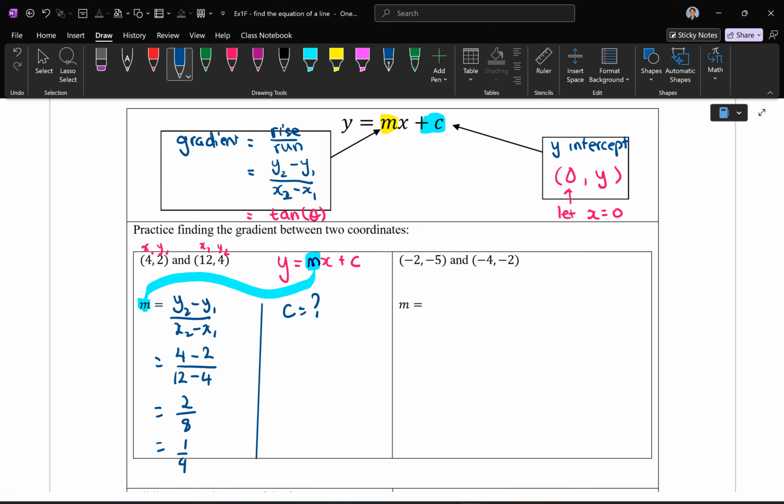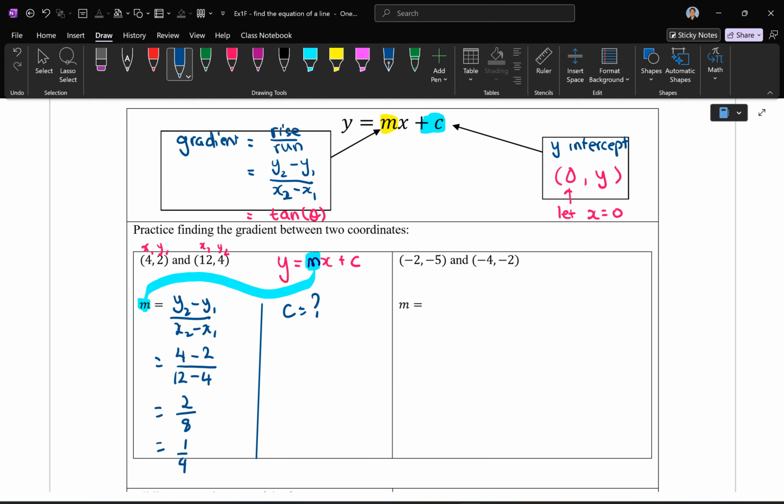Now, the point tells you that when x is 4, y is 2. That means you can sub one of these points in. You can say when x is 4, y needs to be 2. Or you could also say when x is 12, y needs to be 4. Because we're saying the rule needs to fit those 2 points. So that means when you sub it in, it should work.